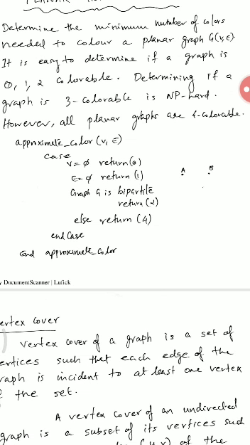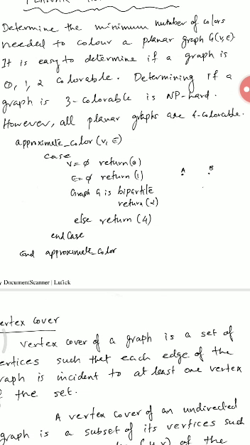Okay, determining the minimum number of colors needed to color a planar graph. It is easy to determine if a graph is 0, 1, or 2 colorable. If there are no edges, we can color it with a single color, or with zero colors if it is an empty graph, and if it is bipartite, we can color it with two colors.